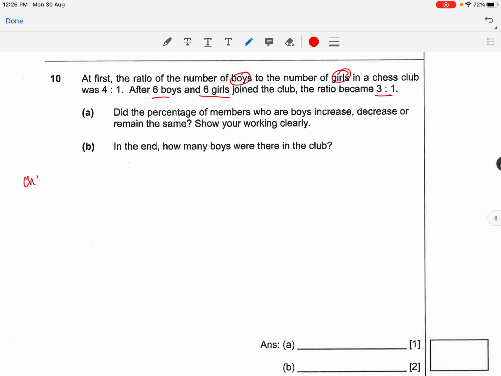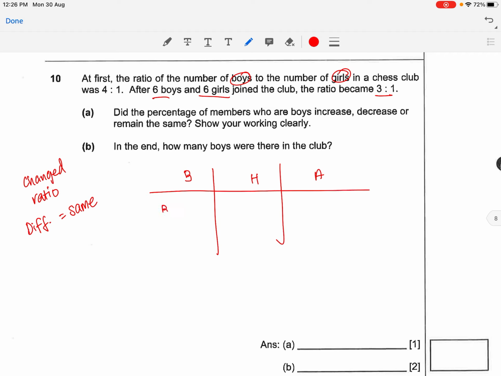So in this case, it's change ratio. The difference is the same. So your strategy is to make the difference the same. But before that, we have learned to do your BHA, whereby we put all the information there. So you are going to have the boys to girls, 4:1. The happening is plus 6 boys, plus 6 girls. So this will tell you that, oh, it's change ratio, make the difference the same.